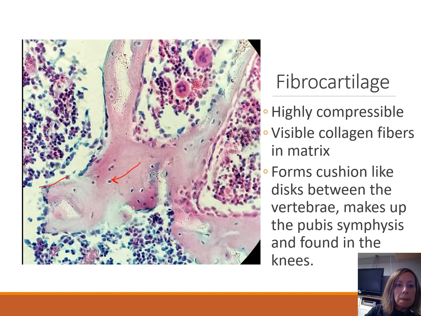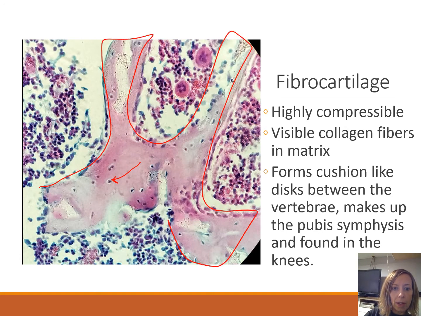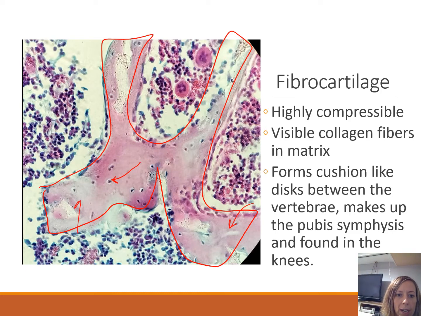If you look at this slide here, all of this that I'm outlining, this light pink area, is our fibrocartilage. And you can see some motion in the matrix of the tissue, like right there, there's a little bit of a swirly look, and right there, that's because in fibrocartilage the matrix has a lot of collagen fibers, and the collagen fibers give it strength, which is one of the key parts of fibrocartilage.